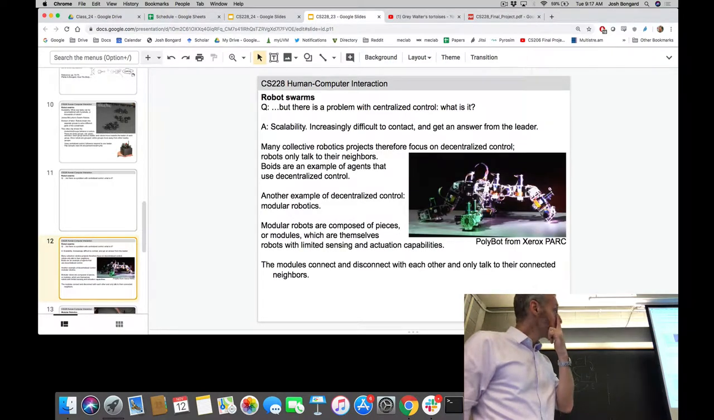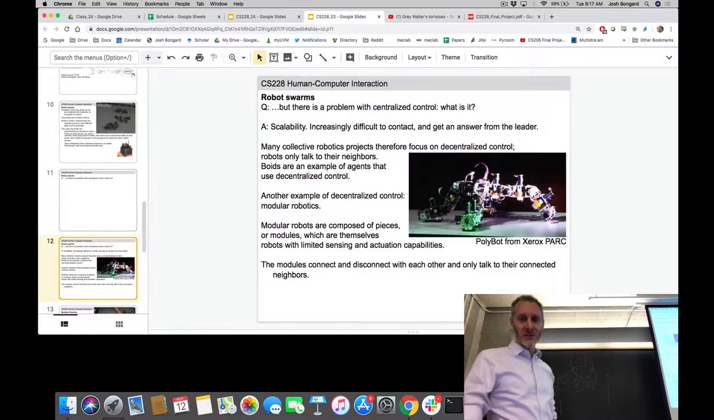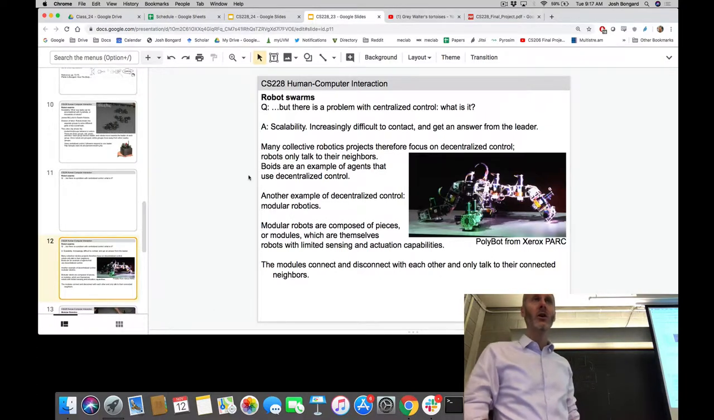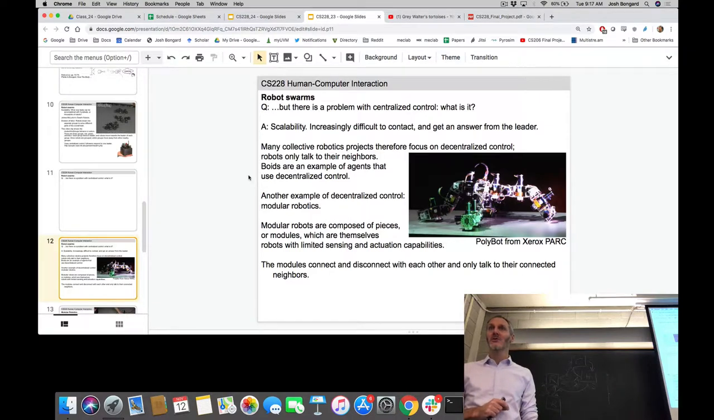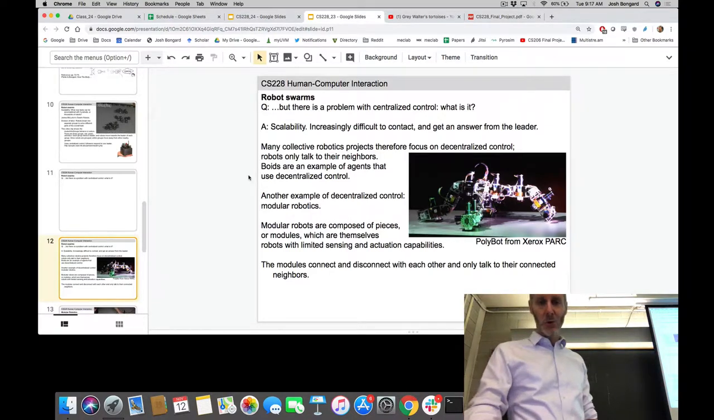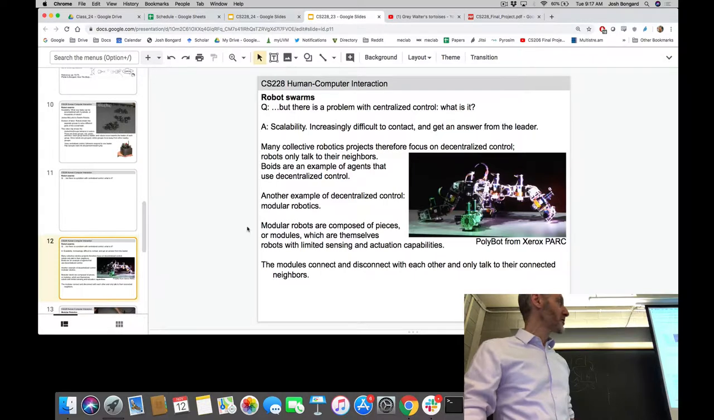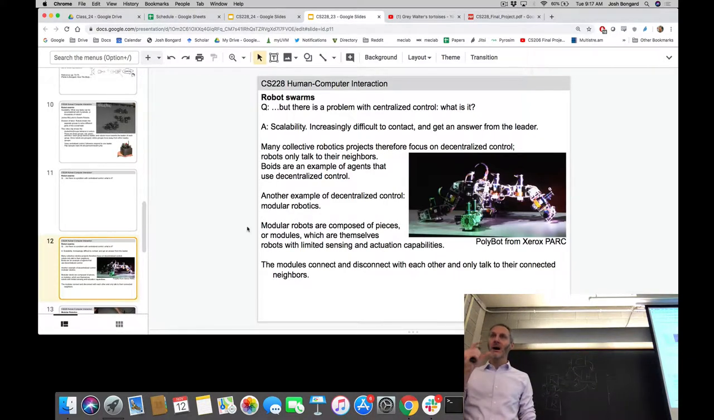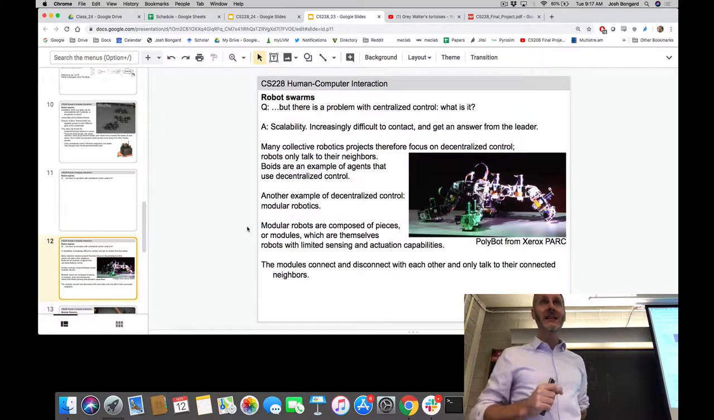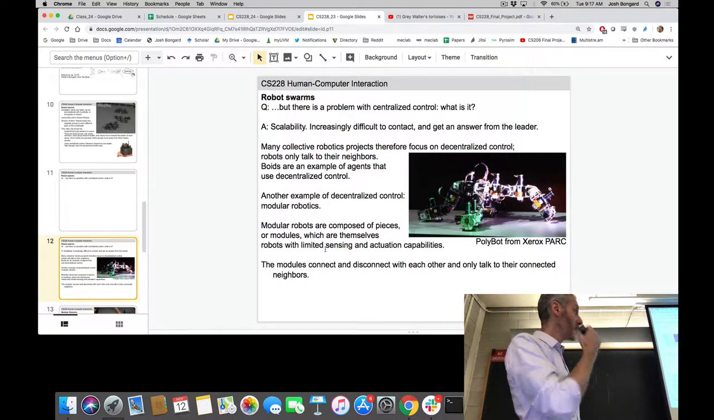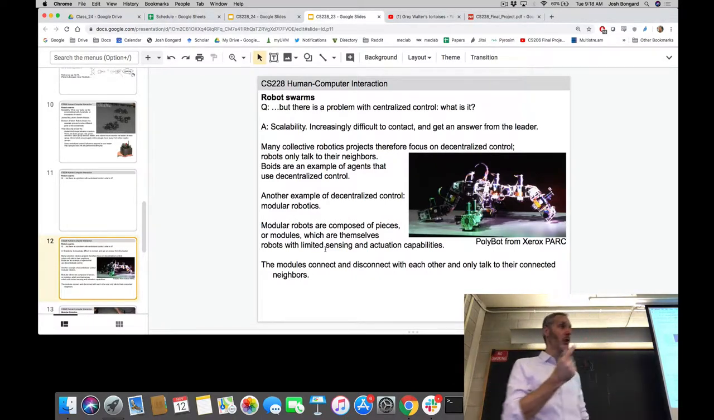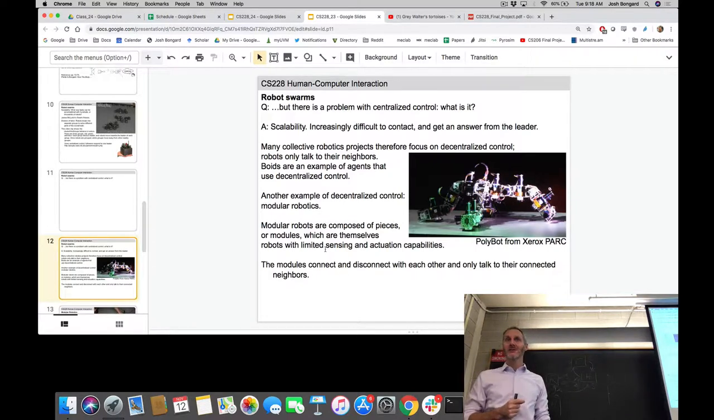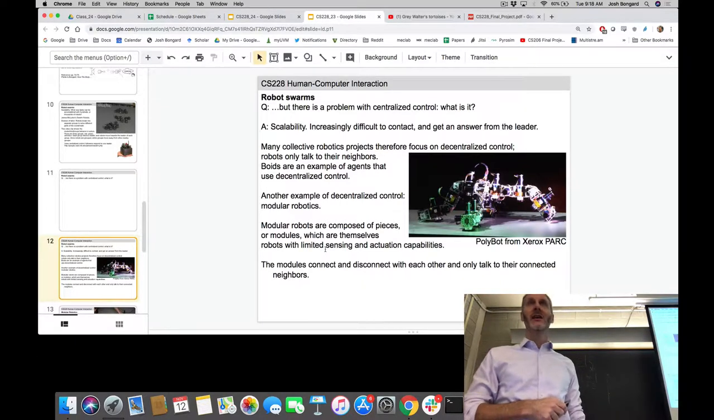So usually what's done these days in collective robotics projects is to focus on decentralized control, where robots only talk to their neighbors. So the Boids algorithm is making its way back into robotics to achieve decentralized control. This is sometimes known as collective robotics or modular robots. Modular robots are made up of robot modules, where each individual module is itself a robot and has limited sensing and movement capabilities. The idea is any single robot module can't do much on its own, so it needs to find and attach to other modules.